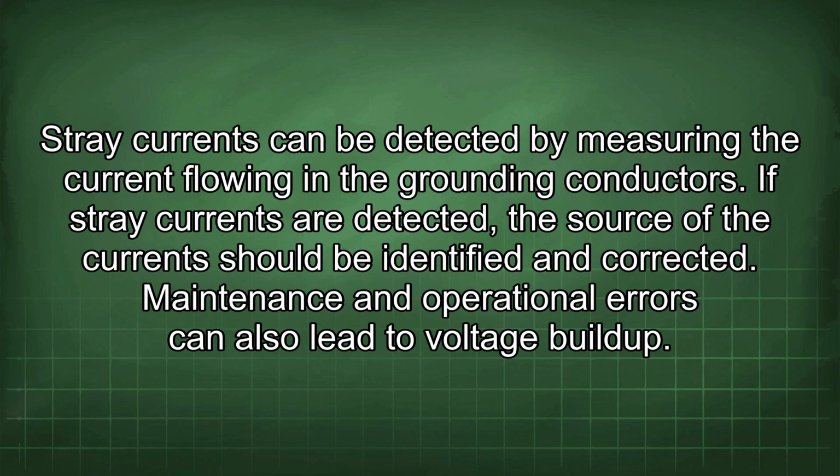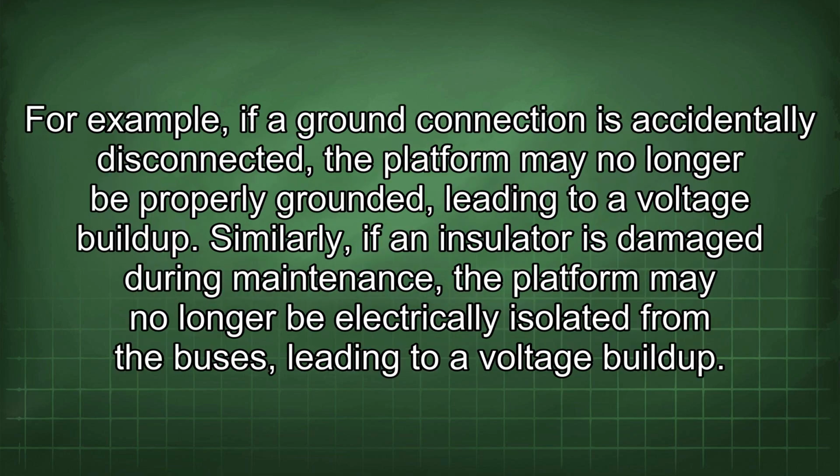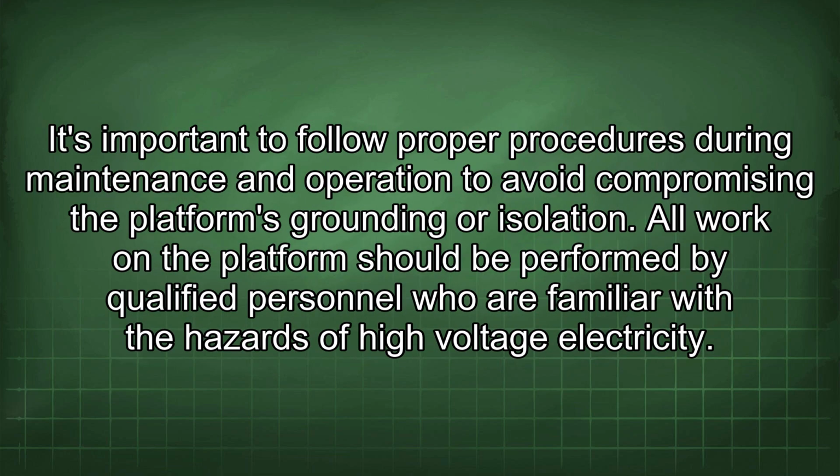Maintenance and operational errors can also lead to voltage buildup. For example, if a ground connection is accidentally disconnected, the platform may no longer be properly grounded, leading to a voltage buildup. Similarly, if an insulator is damaged during maintenance, the platform may no longer be electrically isolated from the buses, leading to a voltage buildup. It's important to follow proper procedures during maintenance and operation to avoid compromising the platform's grounding or isolation. All work on the platform should be performed by qualified personnel who are familiar with the hazards of high-voltage electricity.